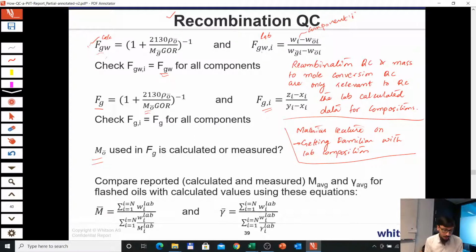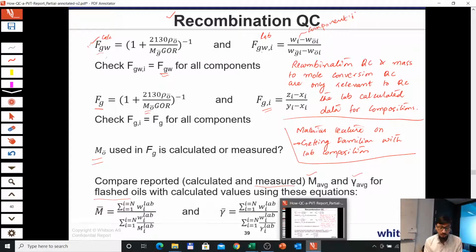And again, you can see that, for example, for flashed oils mainly, PVT labs should have measured an average molecular weight and an average density or gravity. But they also report a calculated value for the molecular weight and density. So sometimes PVT labs report both the measured and calculated molecular weight, and sometimes they only report a calculated molecular weight value.